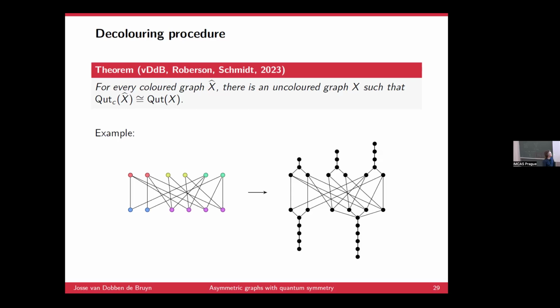Quite standard, I would say, in computer science to do things like this. So we replace the colors by some gadgets. For instance, the gadgets can be paths of different length. You want to make sure that your gadgets make it so that these orbits are fixed, so that one gadget cannot be mapped to another gadget by the automorphisms.